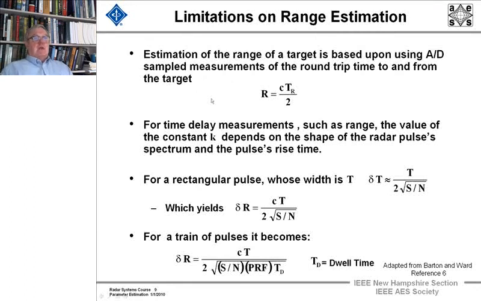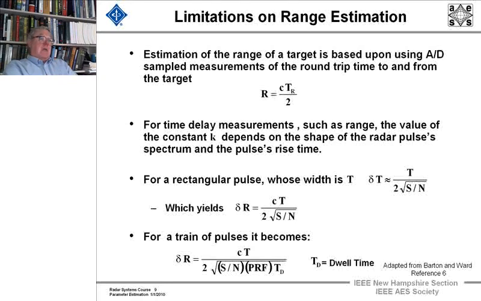Estimation of the range of a target is based upon using A to D sampling of the measurements of the round-trip delay time. So the delay time, we get a sample, and what we usually will get, we set up the measurements such that we sample the range at about the range accuracy, 1 over the bandwidth.